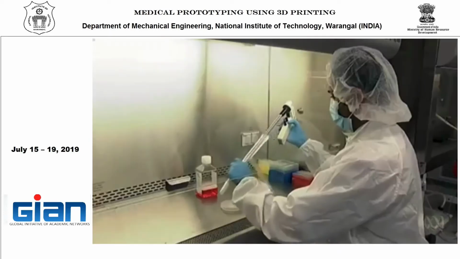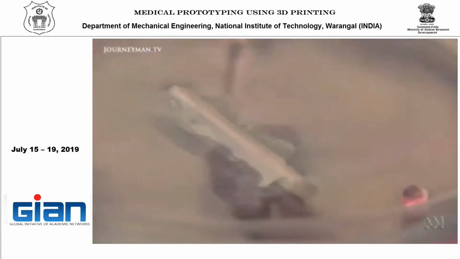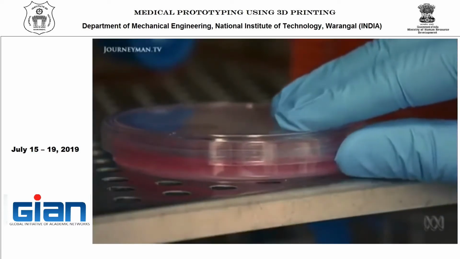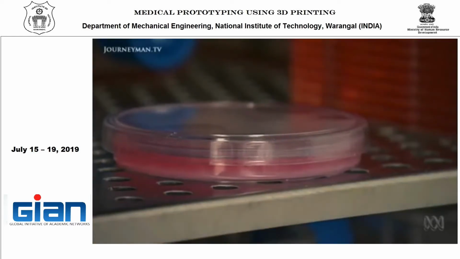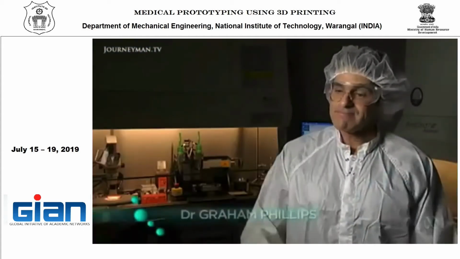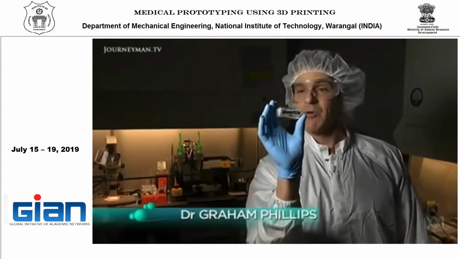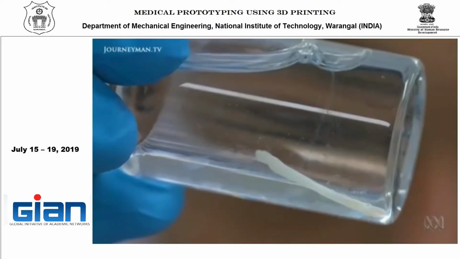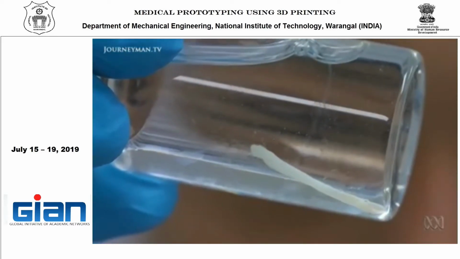The next step is to give the cells nutrients and then put them in the incubator overnight. There, they'll continue to self-arrange and form a vessel. After a night in the incubator and with a bit of cleaning, this is what you get. A replacement blood vessel made out of your cells. This blood vessel is the width of a few human hairs.